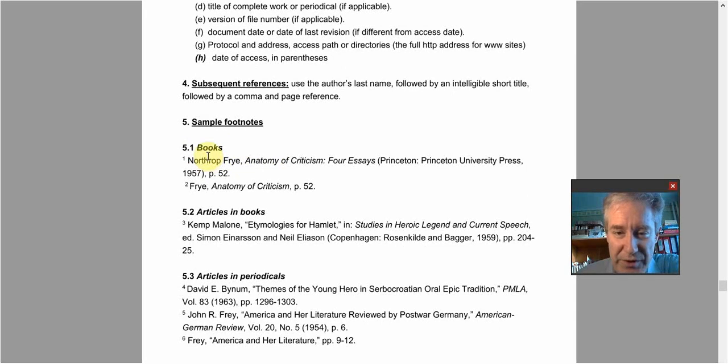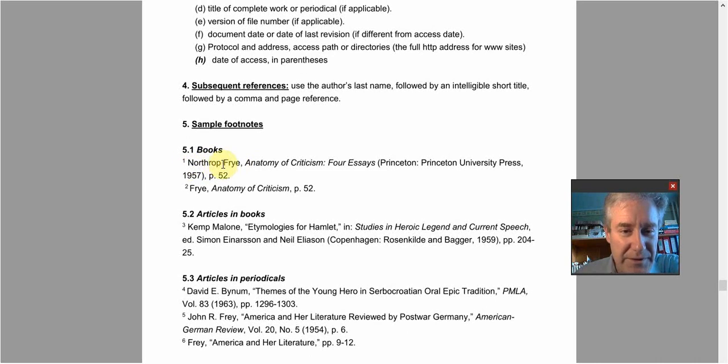So here's a sample footnote for a book. And in this case, the footnote is for a book by a man named Northrop Frye. He's actually a quite famous Canadian literary scholar. Northrop is his first name. Frye is his last name. So here's what the footnote looks like. Northrop Frye, first name, last name, and then a comma.